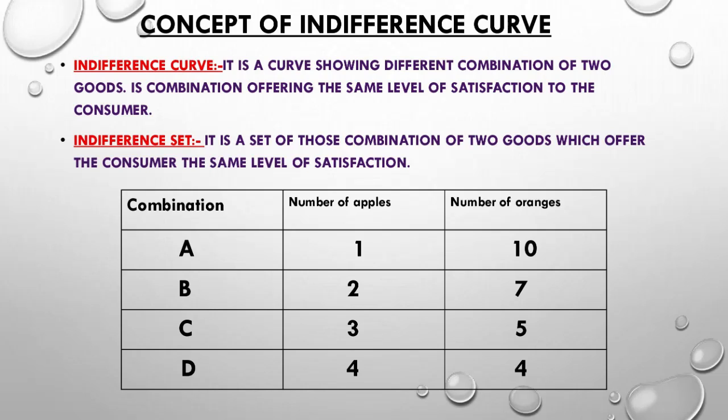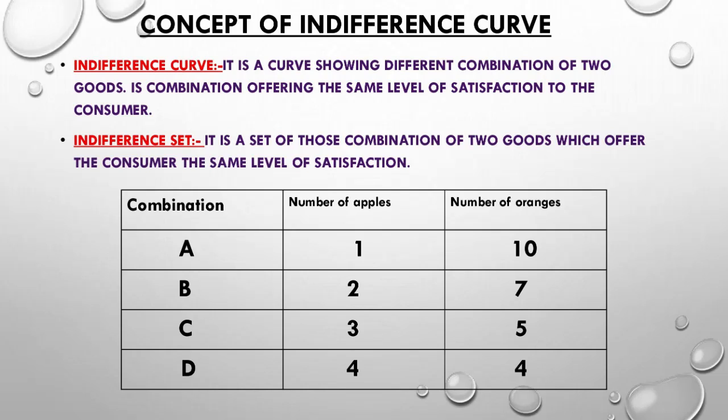In the first combination, A, there are two goods. One is apples: number of apples 1, number of oranges 10. In combination B, number of apples 2 and number of oranges 7. In combination C, number of apples 3, number of oranges 5. And combination D, the last combination, number of apples 4, number of oranges 4. From these combinations you get the same level of satisfaction.